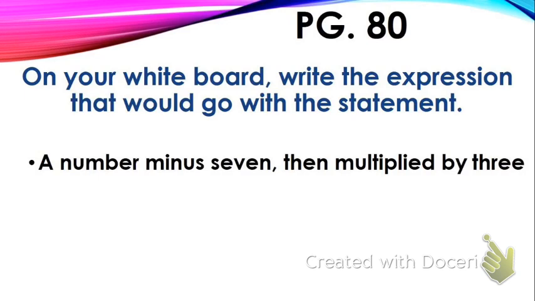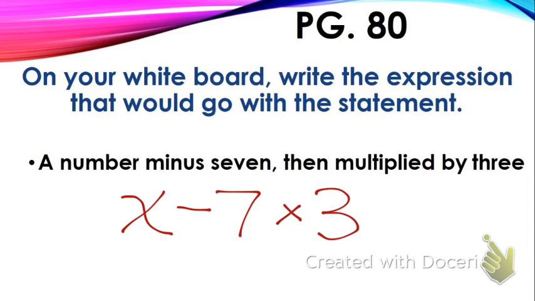It's telling you the order that it wants you to do it in, right? What are you supposed to do? I'm going to write down all the things that it says, and you tell me according to the way the sentence is written what's supposed to happen first, okay? Okay, so a number, I'm going to call that x, minus 7, then multiplied by 3. So if I just write down the words, this is what I would have, but now I want you to think about order of operations. According to order of operations, what would I do first?